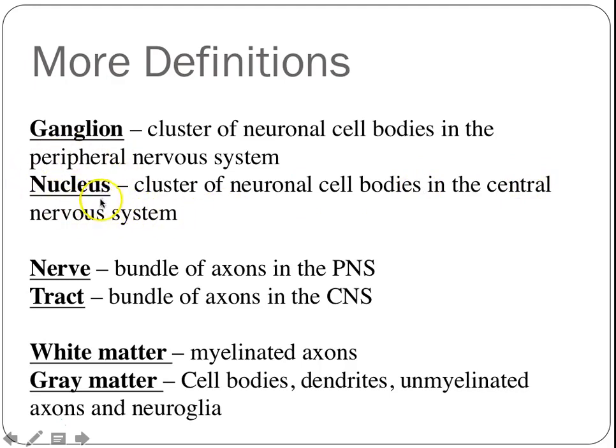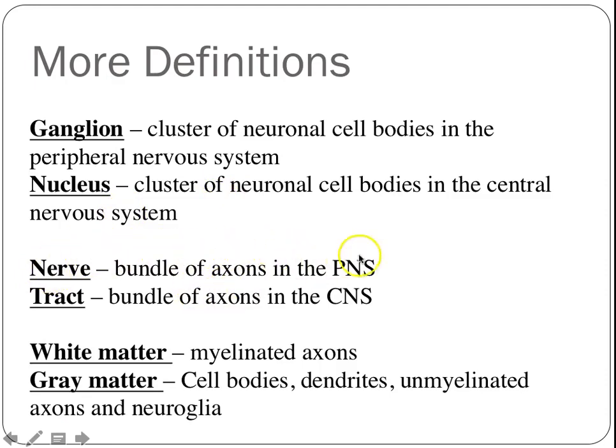Okay, and don't get confused between, well, each cell has its own little nucleus. Yes, you're right. But we reuse that term, and I'm not exactly sure why, to mean a cluster of actual cell bodies. Okay, that is also a nucleus in the central nervous system.